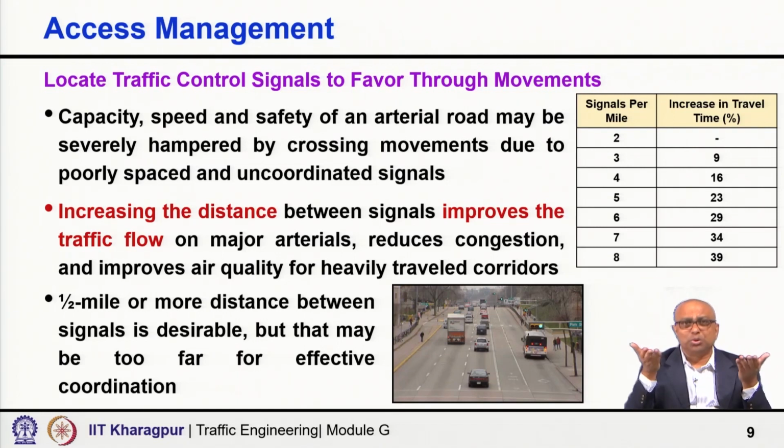So, a half mile or more distance between signals is actually desirable, but also remember that as you increase the distance, the platoon will disperse, and therefore your coordination will be more challenging and unlikely to be so effective. So, again strike a balance. Overall, the aim is how we can reduce these interruptions and promote uninterrupted movement as far as possible.